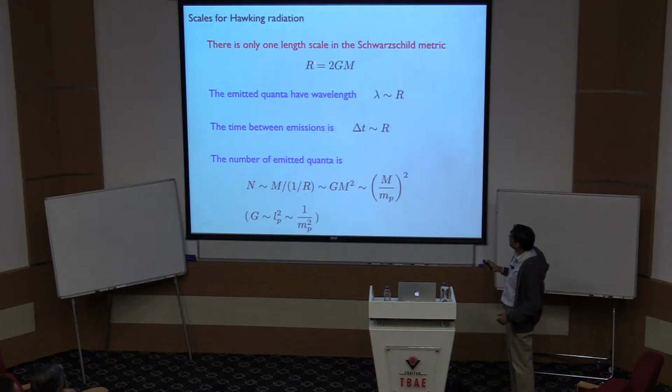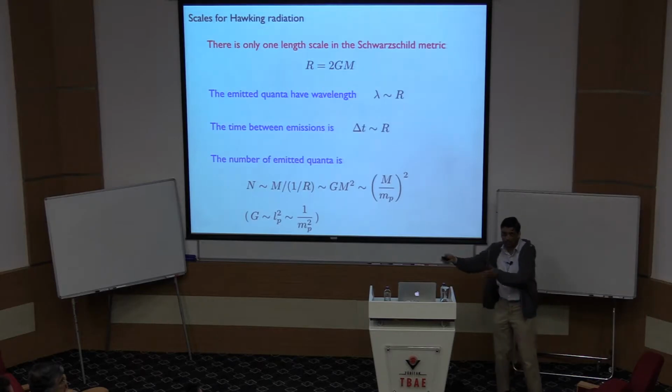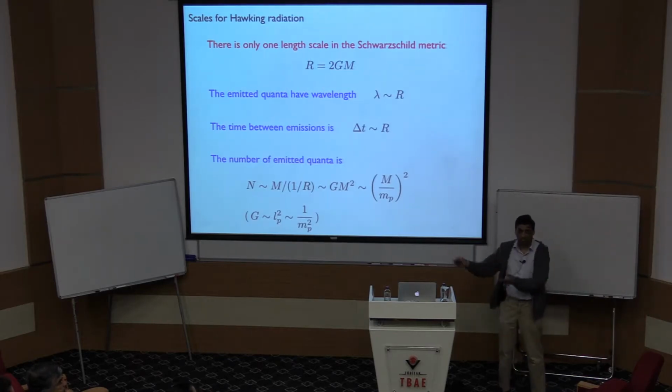Okay, there's only one length scale in the Schwarzschild metric. That's the radius of the horizon. Okay, so the emitted quanta have a wavelength which is of order r. So if somebody asks you, tell me something about Hawking radiation, what's the wavelength of emitted quanta? It's r. If one quantum comes now, after how much time does the next quantum come? Well, delta t. I'm using units with c equal to 1. So space and time have the same units. What is delta t? There's only one scale, r. So once one particle basically goes out, the next particle starts.